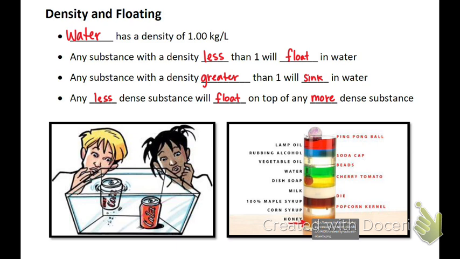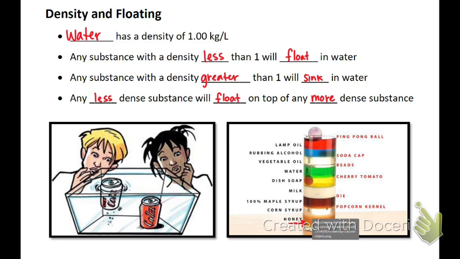So of the things in this beaker, it's the most dense. Kind of in the middle, they've got like dish soap. So that dish soap is less dense than honey, corn syrup, maple syrup, and milk. But it's more dense than rubbing alcohol, vegetable oil, or water.